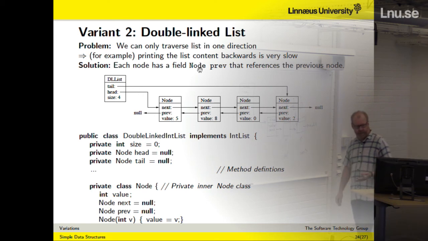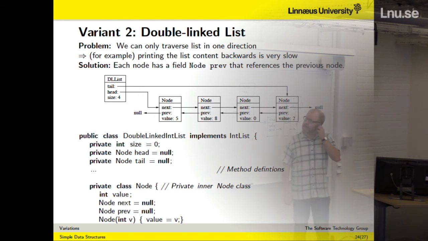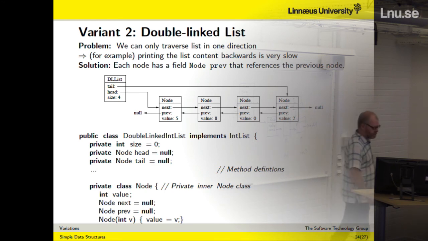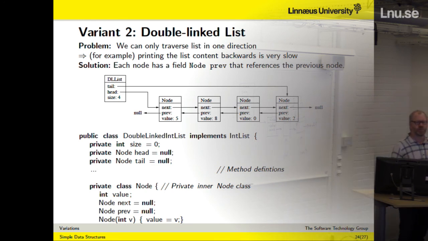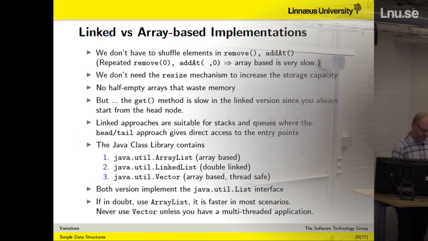So we have an array-based implementation and a linked implementation. Which one should you use? And when should you use one and not the other? So the advantage with the linked list is that we don't have to shuffle elements in remove and add. That means repeated removes and adds are very slow in an array-based implementation.